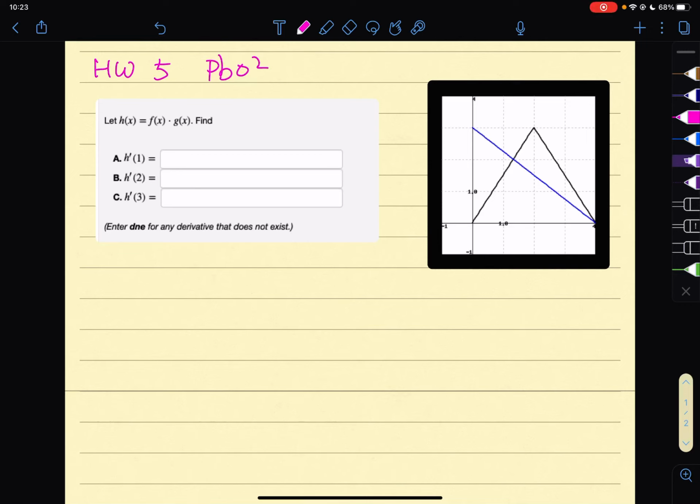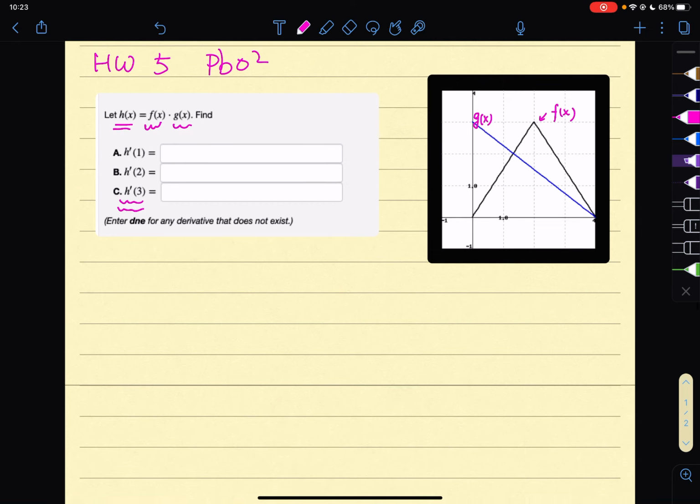So in this problem, I give you a function h, but I don't tell you exactly what the formulation of it is. I simply tell you that it's a multiplication of two pieces. The first function, g of x, is marked in blue, and the black function is my f of x. I want to find the derivative of the function h evaluated at different points. So let me take one of those as an example for demonstration purposes, so you should be able to finish the rest if this one makes sense.